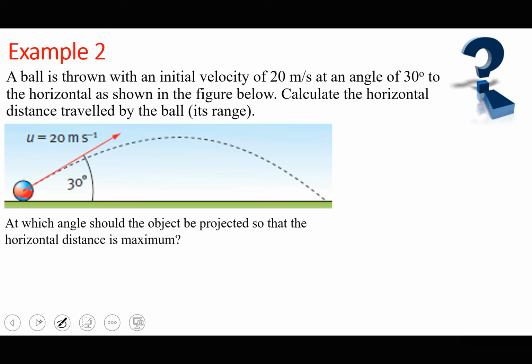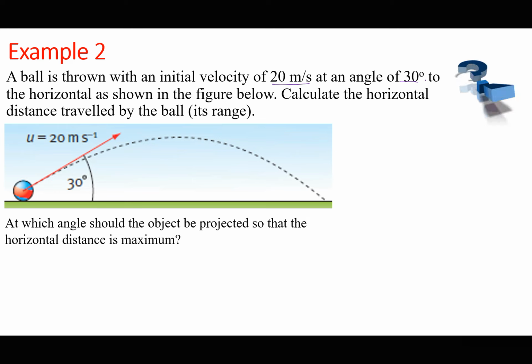A ball is thrown with an initial velocity of 20 meters per second at an angle of 30 degrees to the horizontal as shown. Like I said, normally the examiner will give you a diagram for the question. Calculate the horizontal distance traveled by the ball. That is going to be called its range. So we want the horizontal distance.